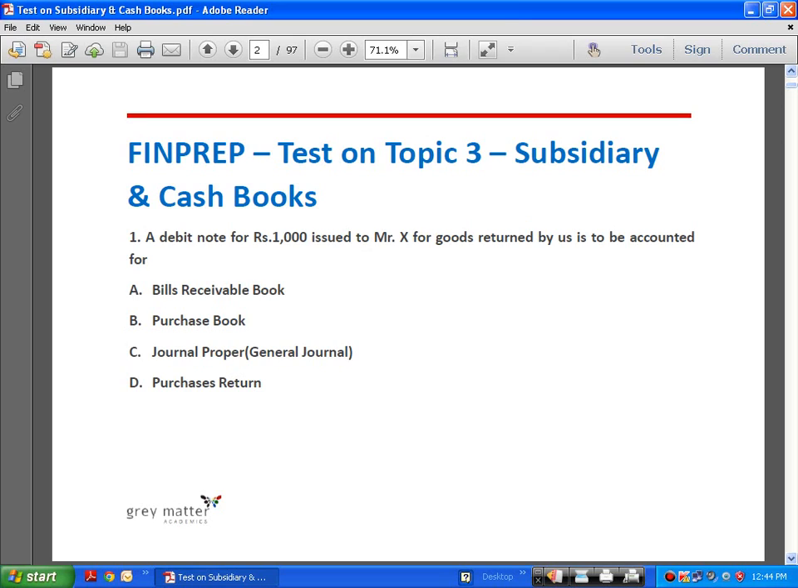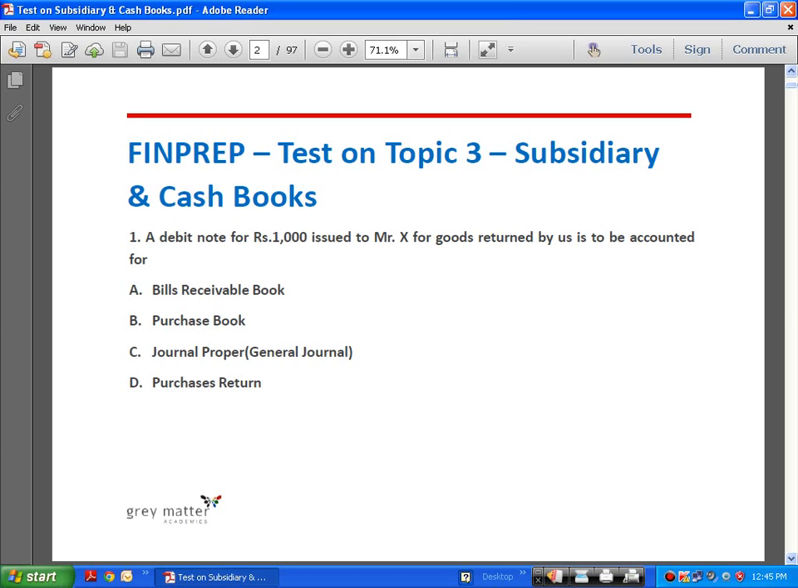The first question is, a debit note for ₹1000 issued to Mr. X for goods returned by us is to be accounted for in which book? Before I tell you the answer, I'll tell you what a debit note is. A debit note is a note which is prepared by the purchaser when he returns the goods to the seller. So at the time of purchase returns, a debit note is prepared, and based on this debit note, the person who is returning the goods, that is the purchaser, will make an entry in the purchase returns book.